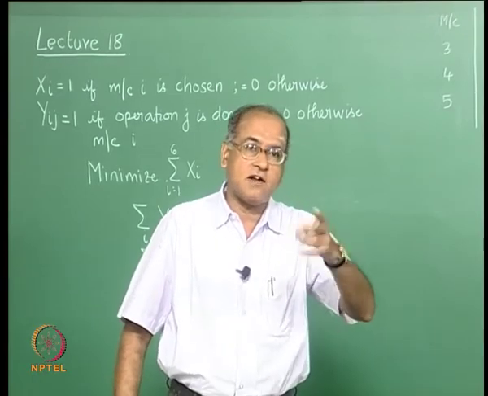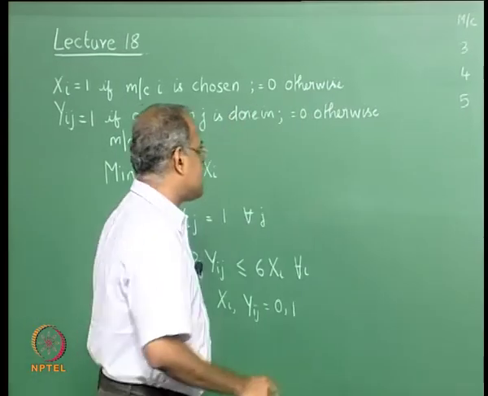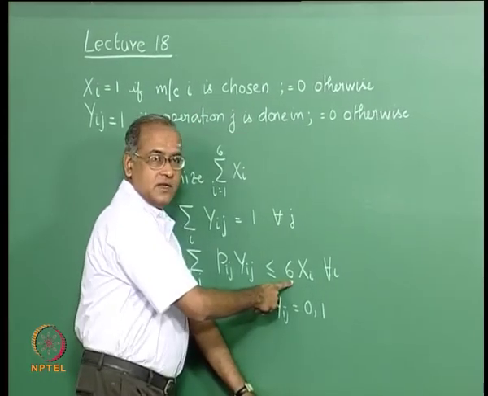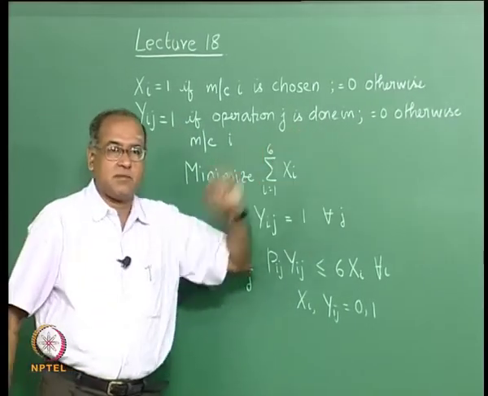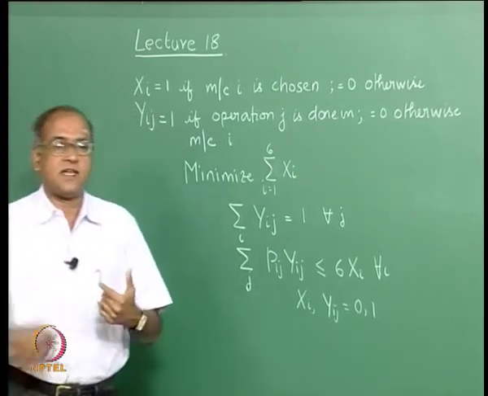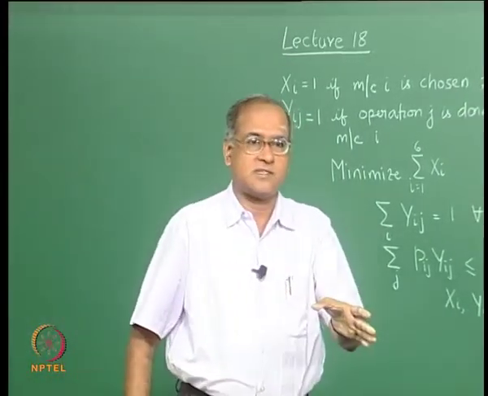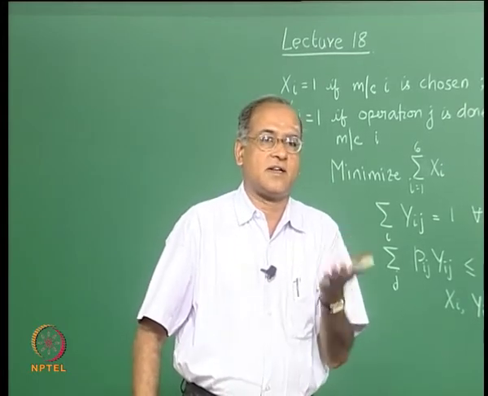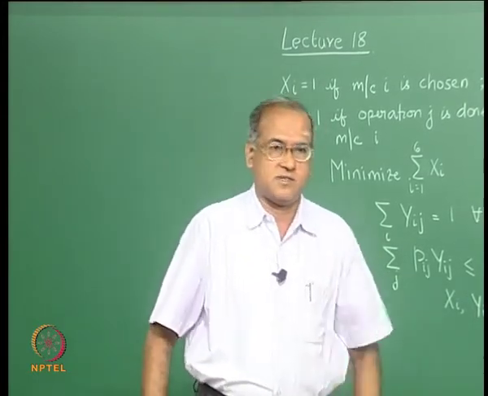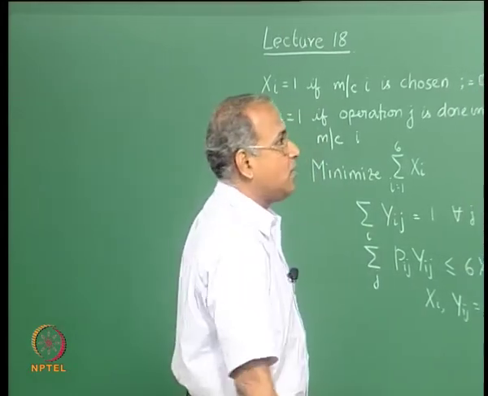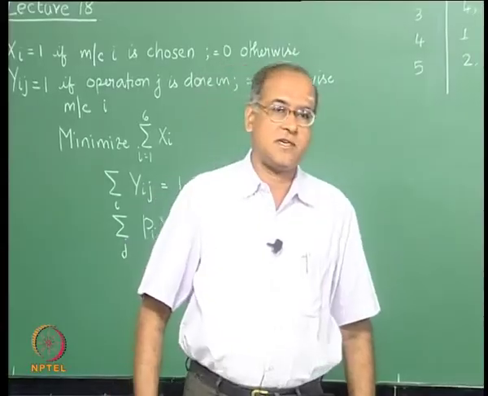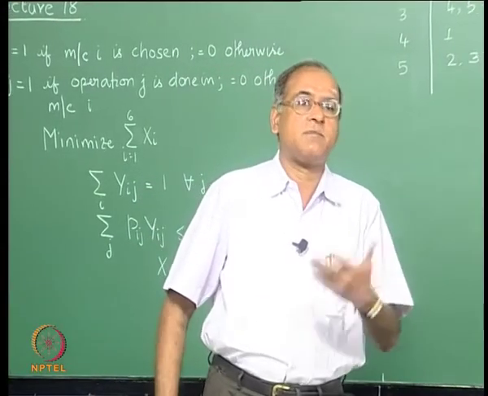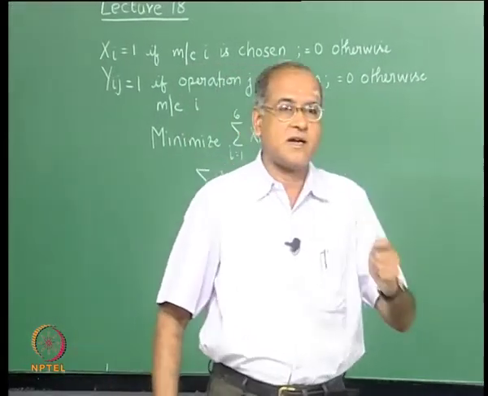So, there are 2 ways of solving this problem. One is to change the cycle time to 5 and solve this and see whether I am getting 3 machines. The other is to say that I am going to choose 3 machines. What is the minimum cycle time that I can achieve if I choose 3 machines? So, that is another problem. So, we will now look at this problem to explore if cycle time can be reduced further for a given number of machines, not the same machines, but for a given number of machines. With 3 machines, can I reduce the cycle time further?